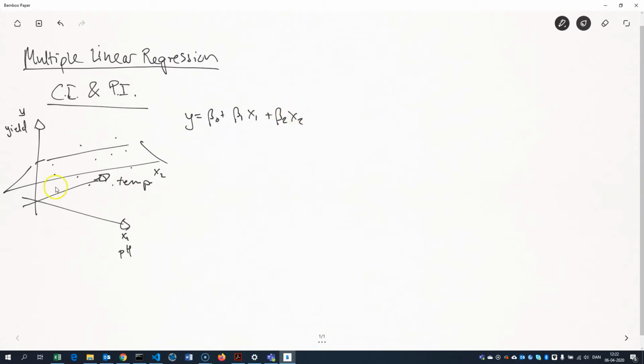And we remind ourselves that beta 1 is the slope with respect to the x1 dimension here. And beta 2 is the slope. It's hard to draw here in 3 dimensions, but beta 2 is the slope in the x2 direction. Beta naught here, that's the intercept of the plane with the y-axis.